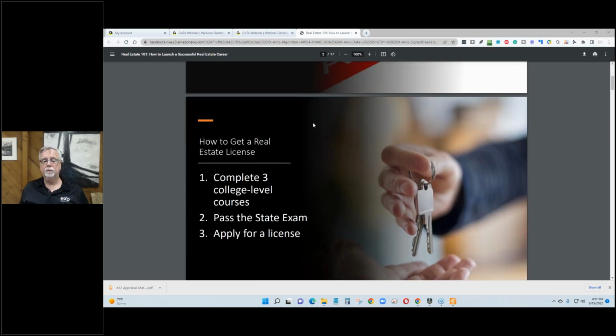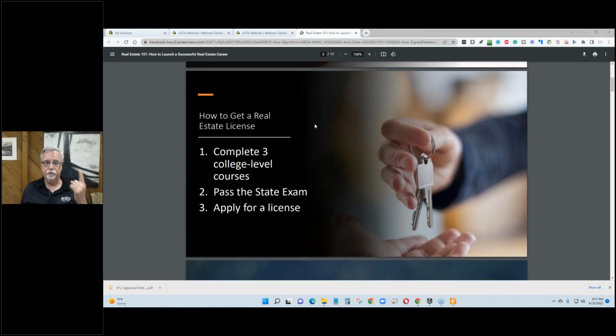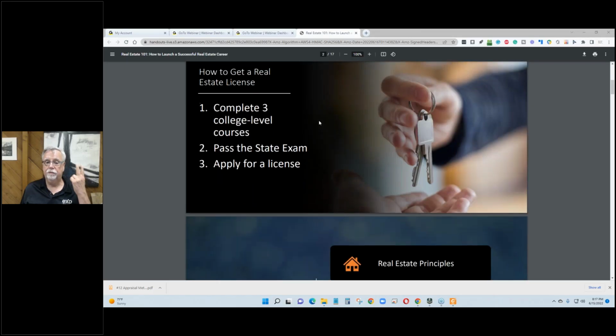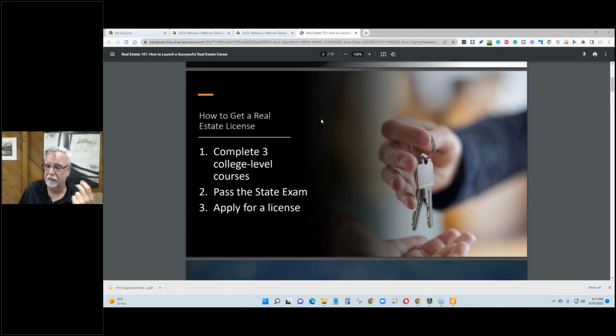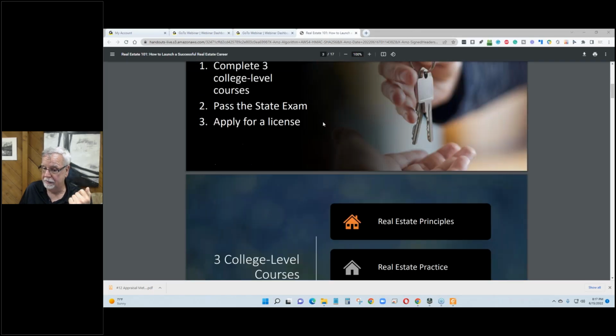So in order to get a real estate license, you have to do 3 things. 1, you have to complete 3 college level courses in real estate. You don't have to go to college. They're all included in the program. 2, pass a test given by the California Department of Real Estate. And then number 3, you can apply to get a license.